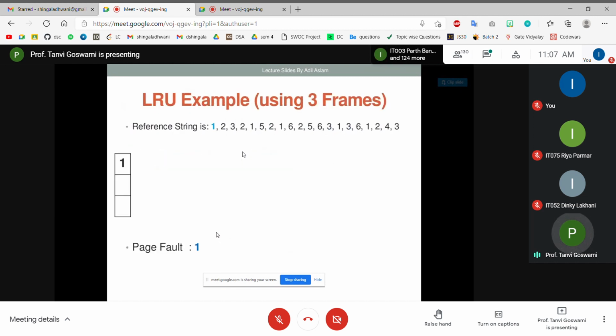This is the example you need to solve with LRU with 3 page frames. You need to do the same, that is the least recently used algorithm. Do it right now and let me know if you have any query. You just need to practice this.